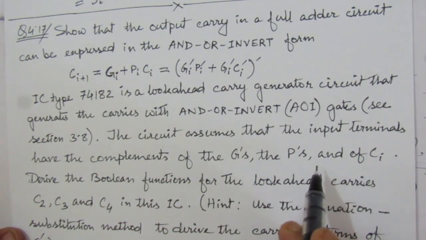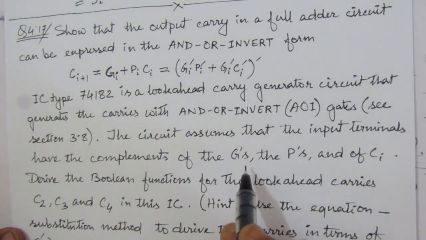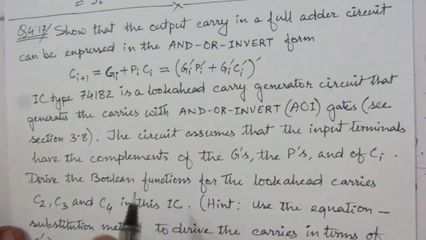And we have to assume that we have the inputs in complement form. That means we will have G complement, P complement, and Ci complement at the input side. Then we have to derive the Boolean functions for the look-ahead carries C2, C3, C4 in the IC. The hint is to use the equation substitution method to derive the carries in terms of Ci dash. So let us solve this problem.